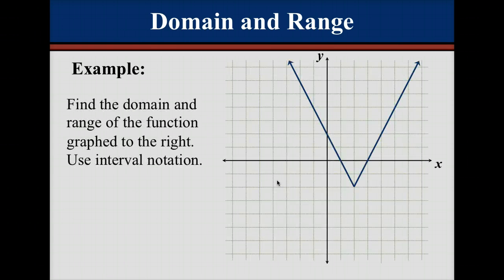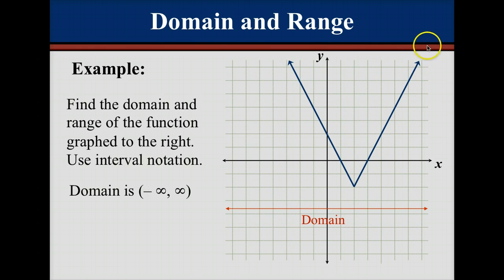Find the domain and the range of this function. Okay, this one's a little different. So let's look at all the domain values. This arrow says that it keeps going on indefinitely. So there are not going to be any x values excluded. So the domain is -infinity to +infinity.